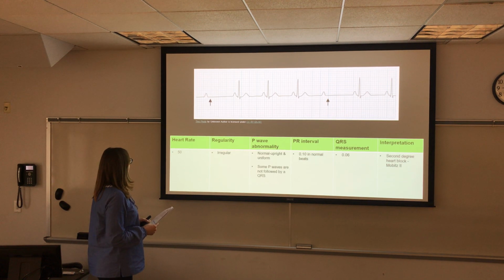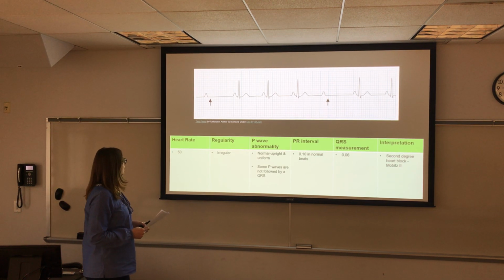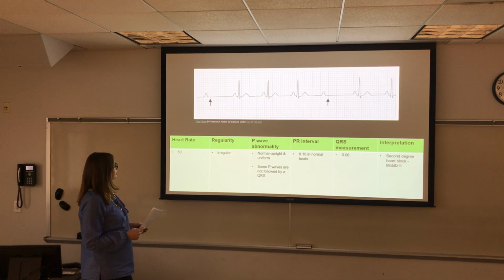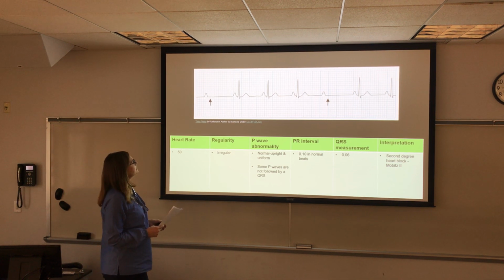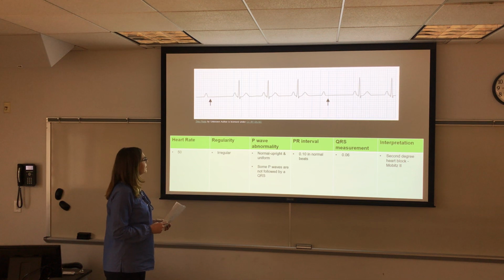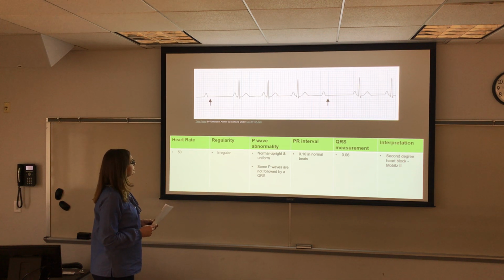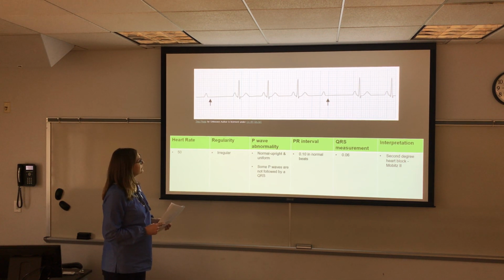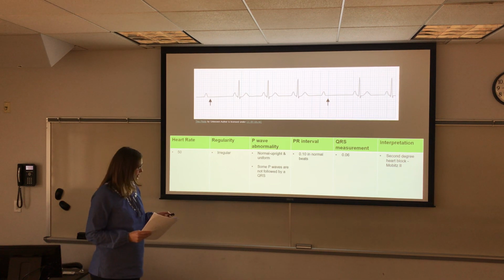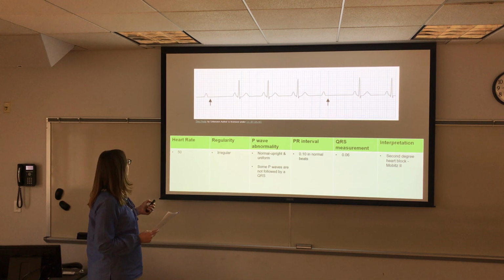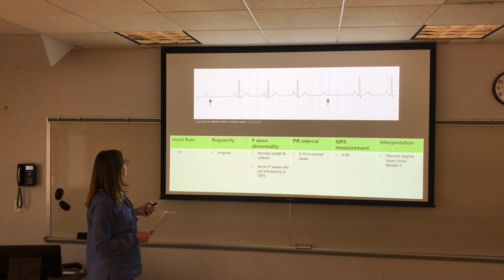Let's see, his rate is 50. His rhythm is irregular. His P waves look uniform and upright, but some P waves are not followed by QRS complexes. The PR interval is 0.10. The QRS measurement is 0.06. We recognize this as second degree AV block because each PR interval is the same, but there are some dropped complexes.